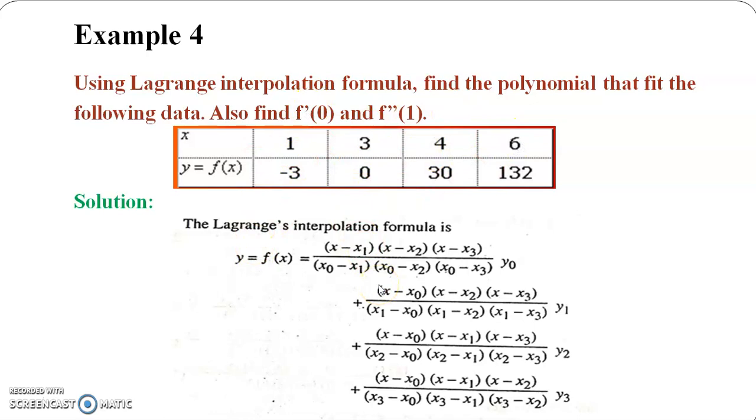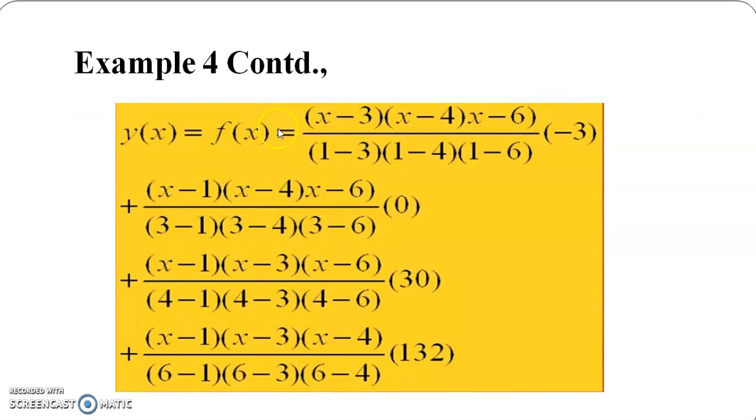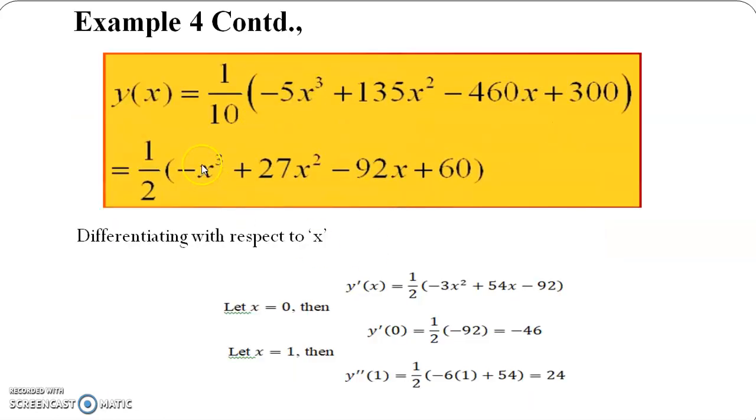First write the Lagrange interpolation formula for 4 data like this. Now substitute the values of x0, x1, x2, x3 here except x. Okay. Substitute like this. After simplification, we get a polynomial like this. So finally we get the polynomial here.